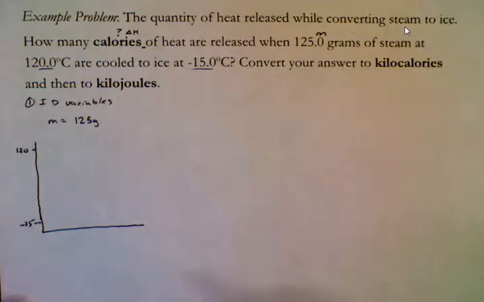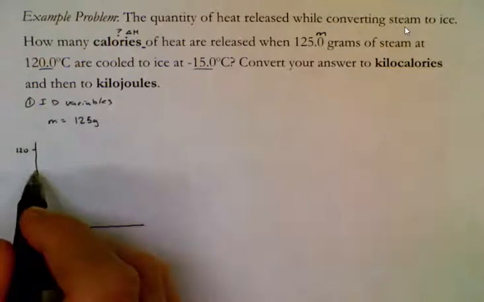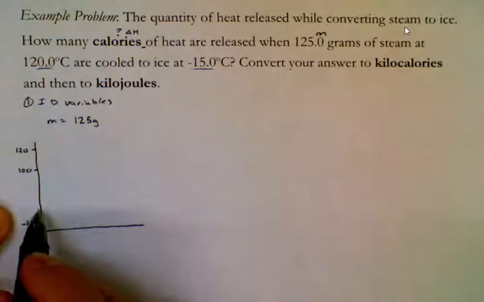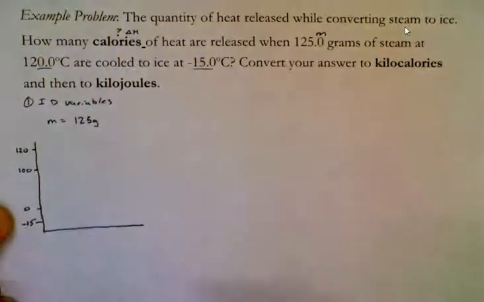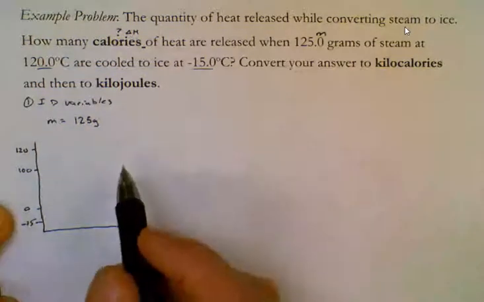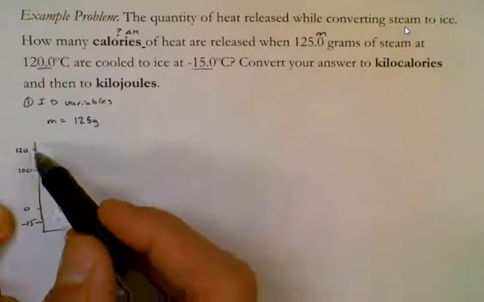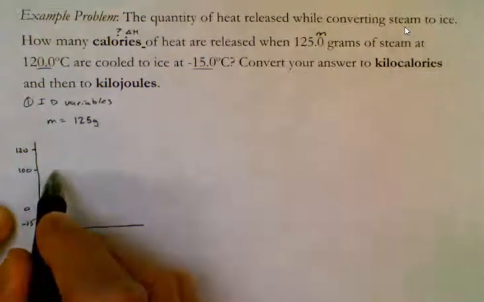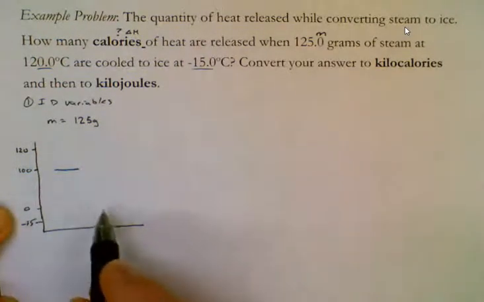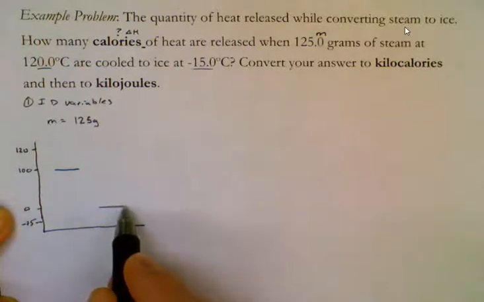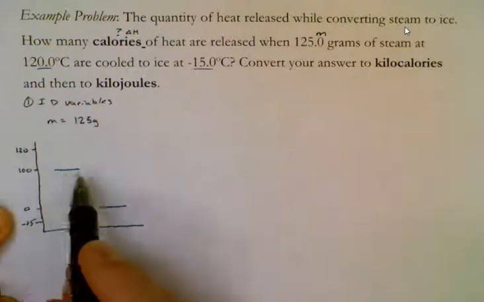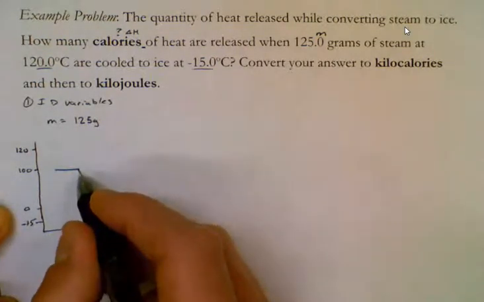Then I need to think to myself, are there any important temperatures for water in between those two values? And there are. 100 is the boiling point or condensing point of water, and then 0 is the freezing point or melting point of water. Since we're cooling, our graph is going to go this direction. It's going to have a negative slope. So I'm going to put a flat part of my graph at both the melting point, freezing point, and then the boiling point, condensing point. During those phase changes, you need to know that there's going to be a flat part of your graph.